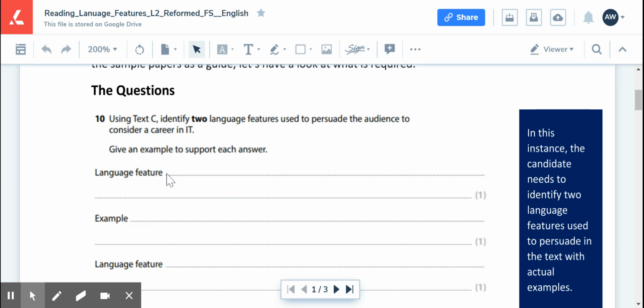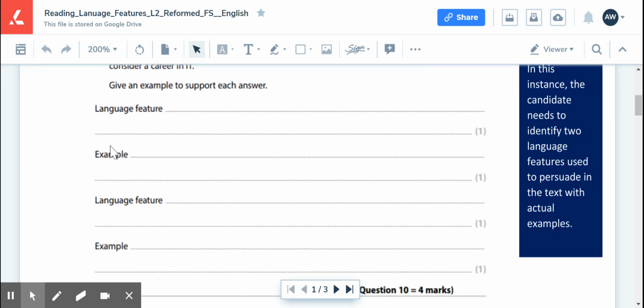Firstly, you need to give the language feature. It could be direct address or emotive language. Just list the feature. Here, you need to give an example. Now, this example needs to come clearly from the text. Okay, so it needs to be an actual example that you're lifting from the text, which connects to that language feature that you've chosen. There's no use having an example here which doesn't really fit into the language feature that you've stated here.